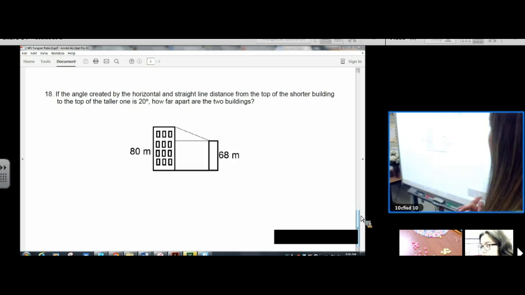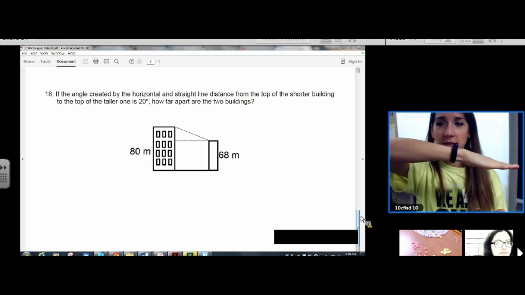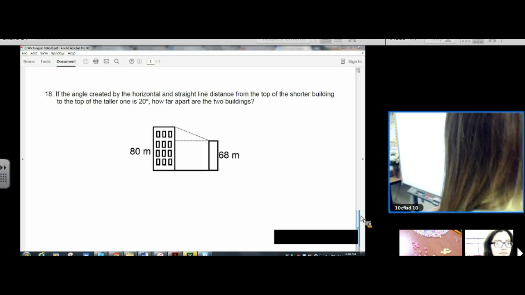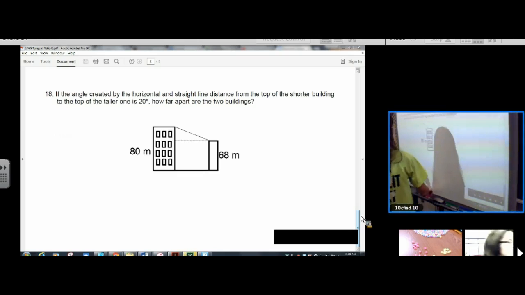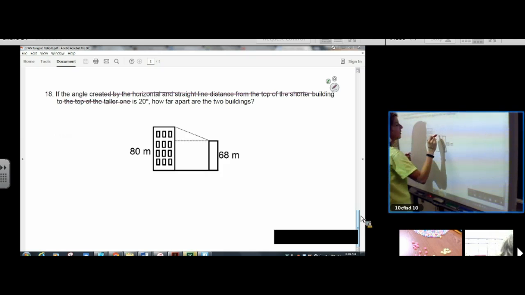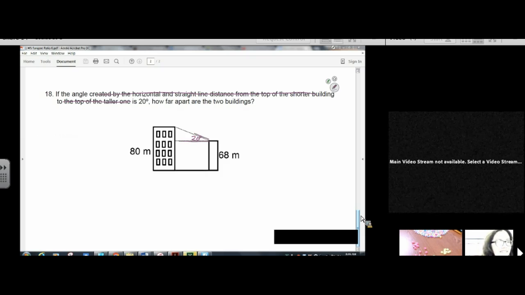Number 18, the angle created by the horizontal. You need to know what a horizontal is. Horizontal, vertical. The angle created by the horizontal and straight line distance from the top of the shorter building to the top of the taller one is 20 degrees. That is a fancy way of saying that this angle is 20. Horizontal and the straight line distance. There we go. How far apart are the 2 buildings?